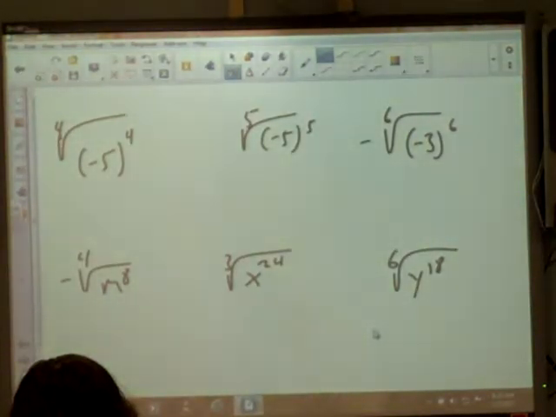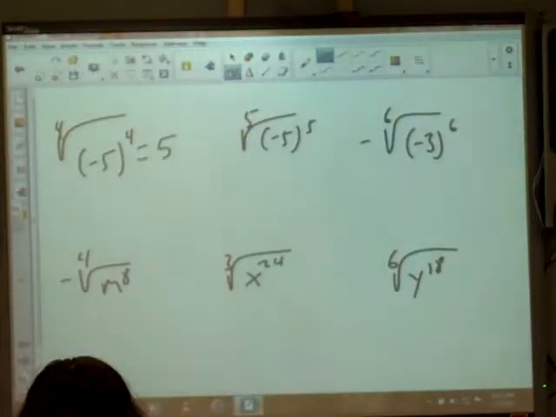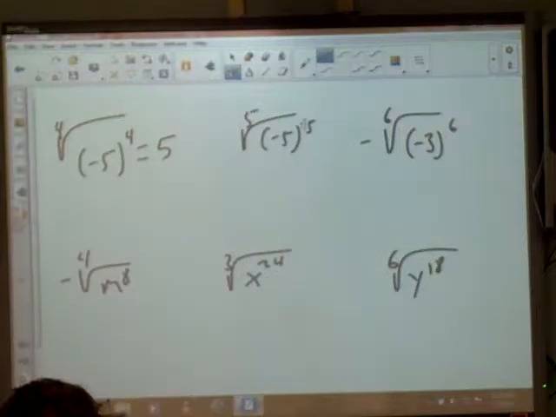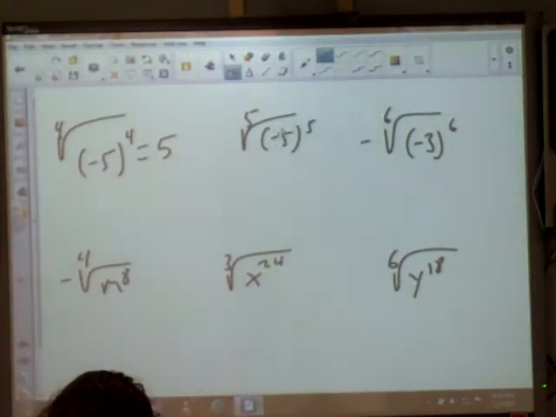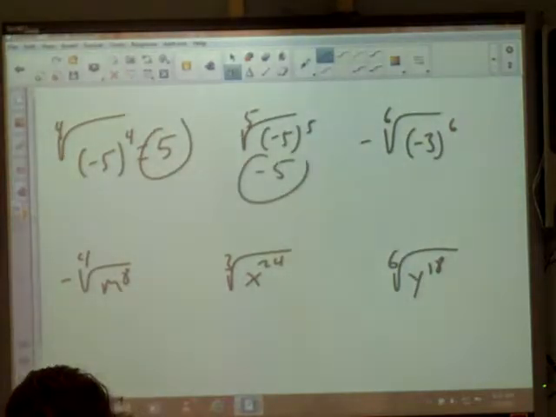On number 1, the fourth root and the fourth power, what happens to those? Cancel out. So what's my final answer going to be? Positive 5. Very good. Okay, what about here? Fifth root and fifth power. Cancel out. But is it going to be a positive or a negative 5? It's going to stay negative. Why is that? To the fifth power, odd stays negative on that. So we'd have a positive 5 there and a negative 5 there.